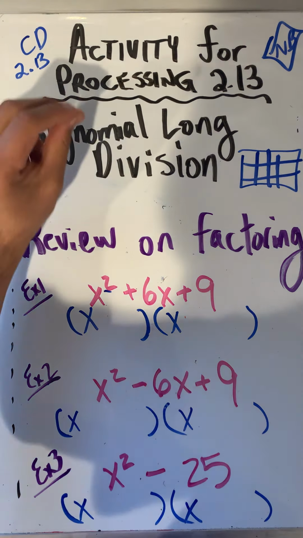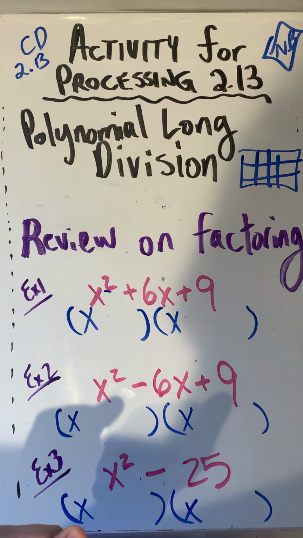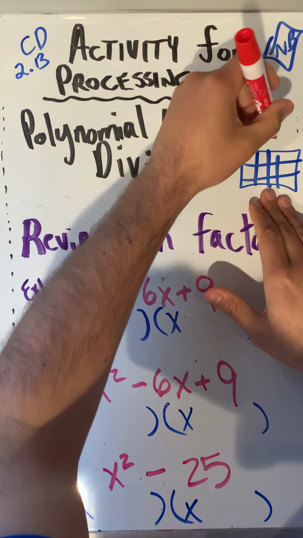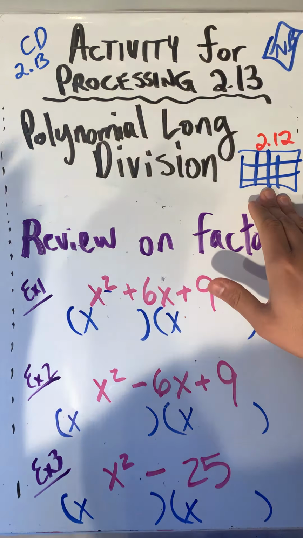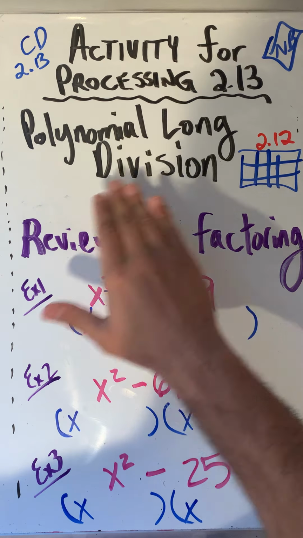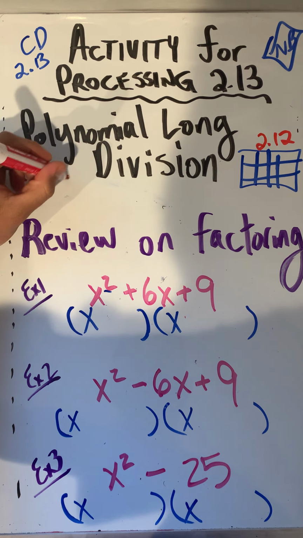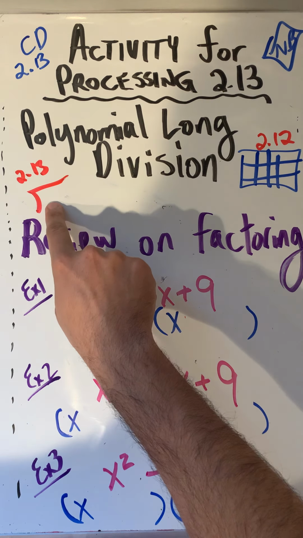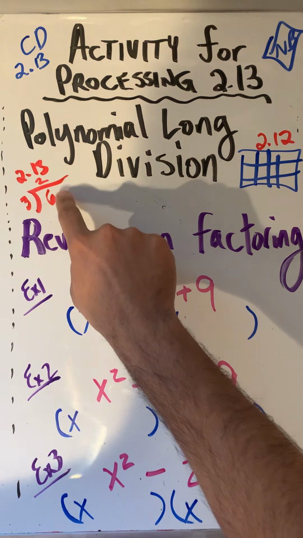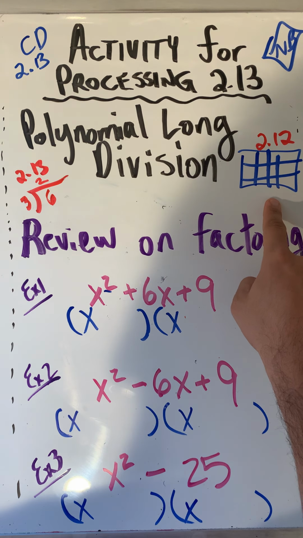So Activity for Processing 2.13 is an extension lesson of lesson 2.12. And as a reminder, in lesson 2.12, we were doing division with a box. Here we're going to do polynomial long division, for 2.13, I'll label it here. We're going to use the old school division symbol, like 6 divided by 3, which is 2. That's polynomial long division. So that's for today. This is what we did last time.